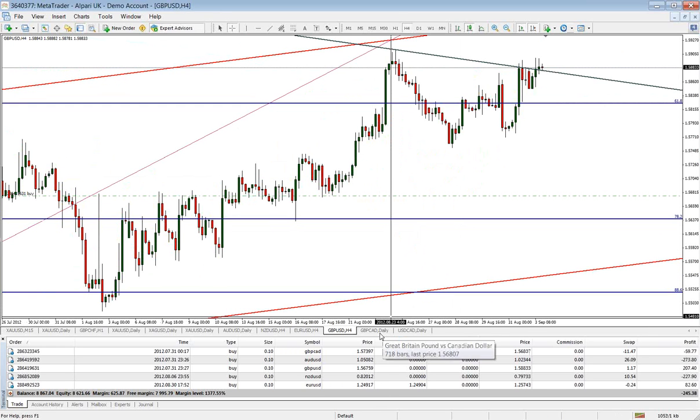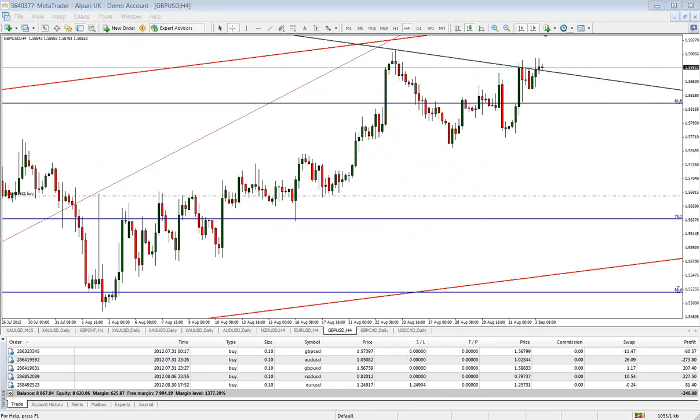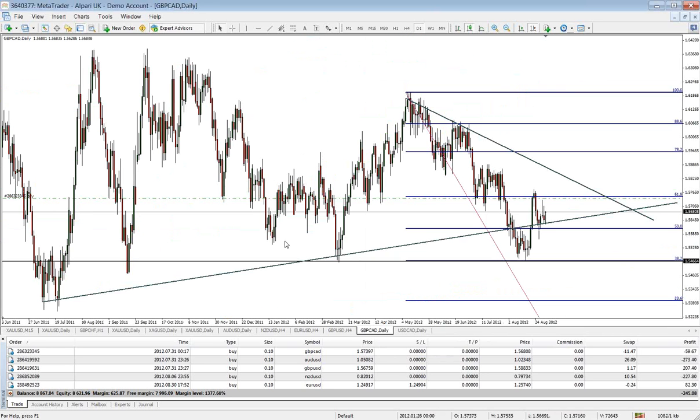So now we're left with two currency pairs. Let me see. Pound Canadian dollar and United States dollar Canadian dollar. So pound Canadian dollar, we had a buy trade. You can see it was quite a long time ago, about a month ago.